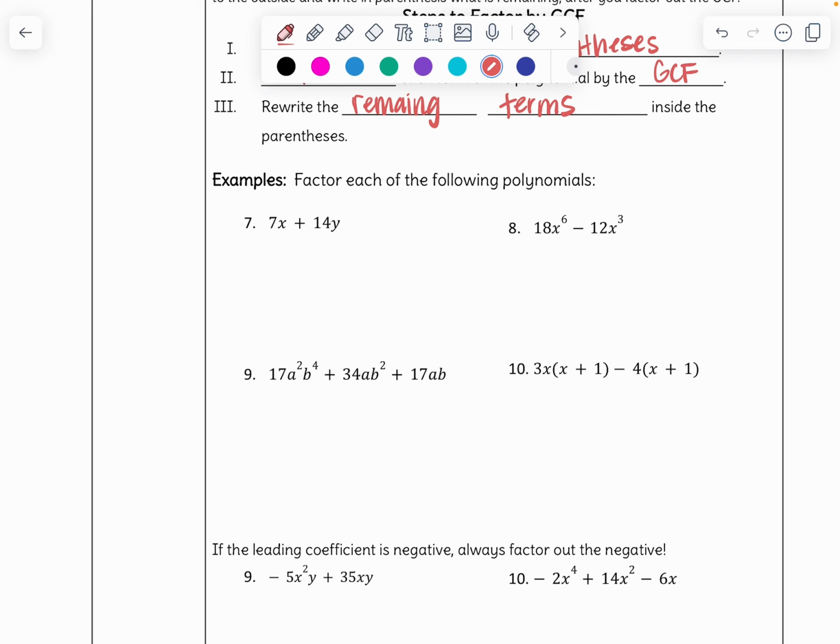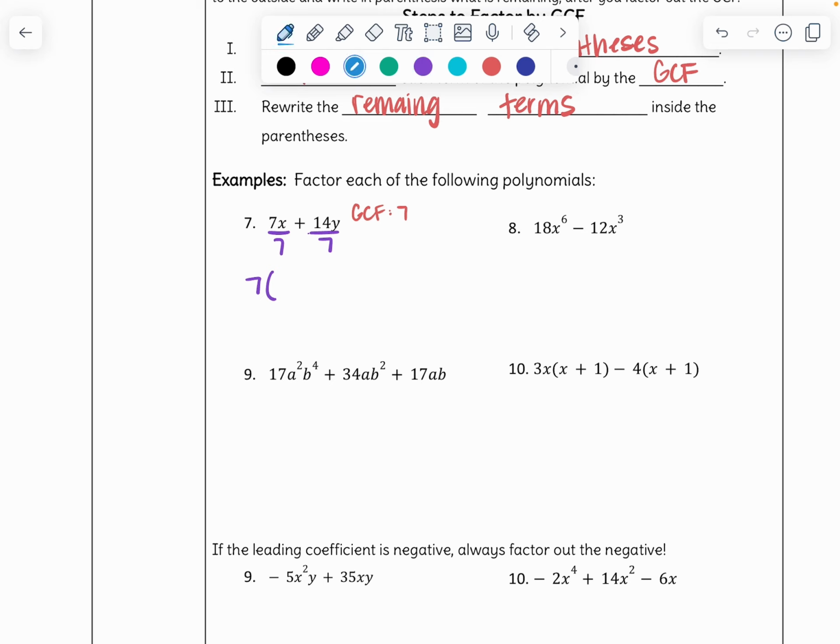Okay, so we need to find the greatest common factor for 7x and 14y. So they do not have a variable in common. So there's not going to be any variables in our GCF, just a number. So I can look at this and know that the greatest common factor between 7 and 14 is 7. So I am going to divide each term by 7, and then I'm going to write 7 in front of parentheses.